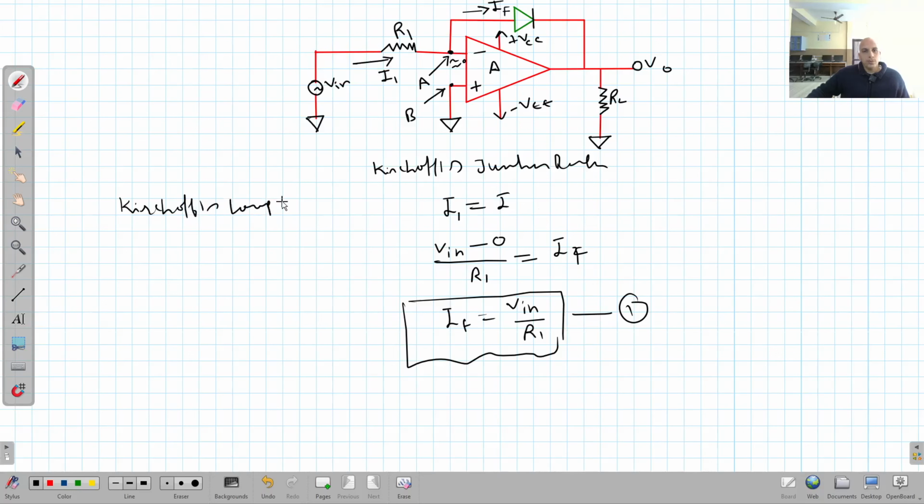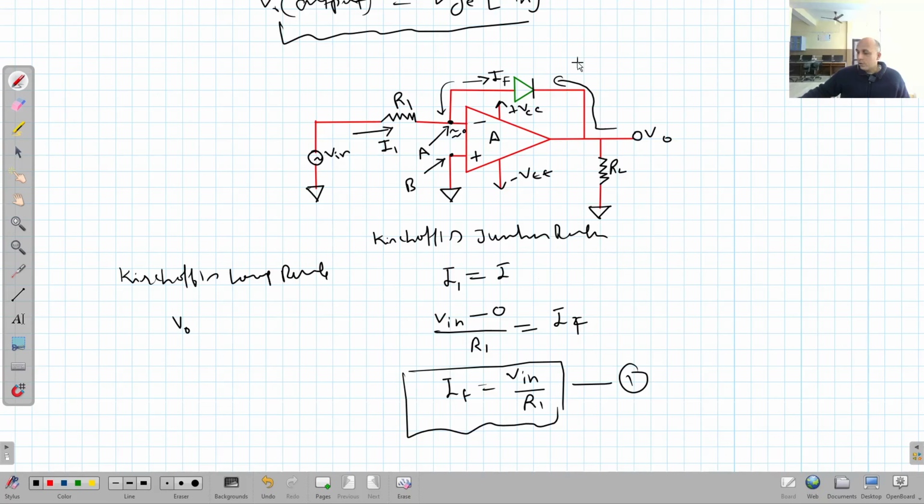Kirchhoff's loop rule, right? I am coming from here and arriving at this point. It is at zero potential. It means V output, if I consider that the voltage drop across this PN junction diode is equal to VF, right? This is the voltage that drops across this PN junction diode.